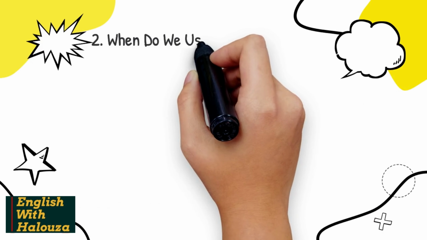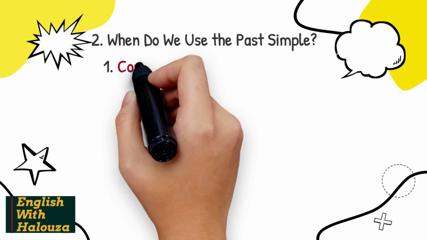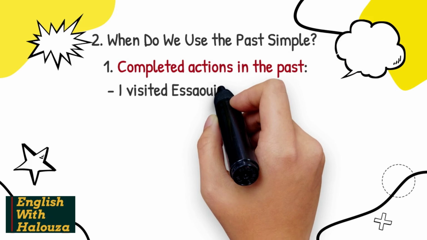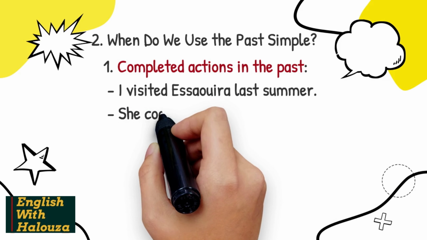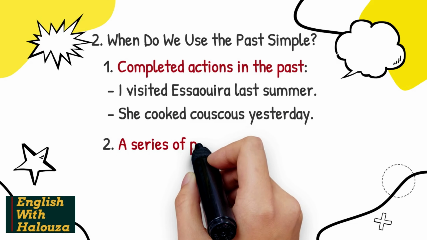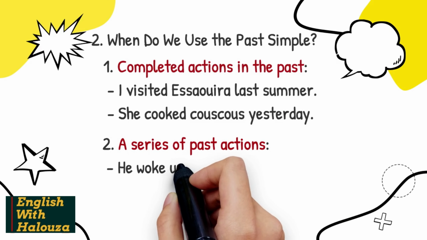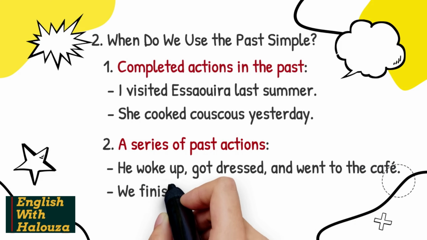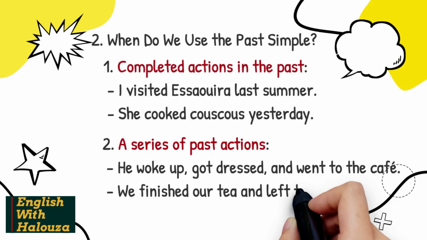We use the past simple for 1. Completed actions in the past. For example, I visited Essaouira last summer. She cooked couscous yesterday. 2. A series of past actions. For example, he woke up, got dressed, and went to the cafe. We finished our tea and left the house.